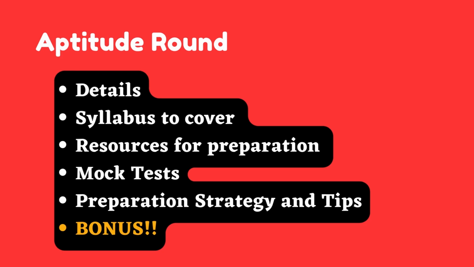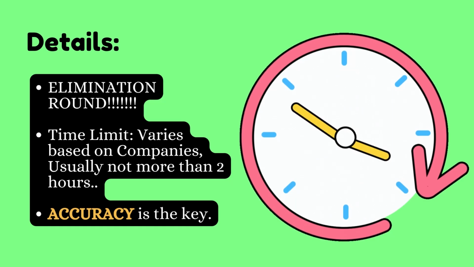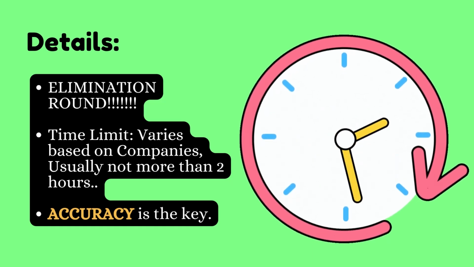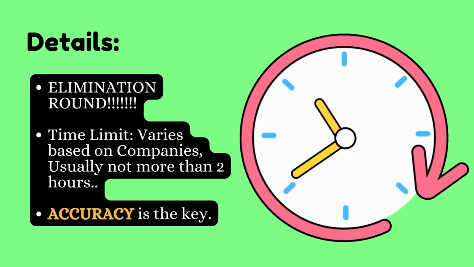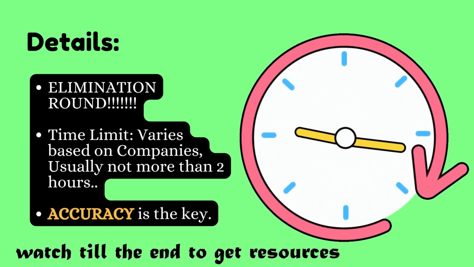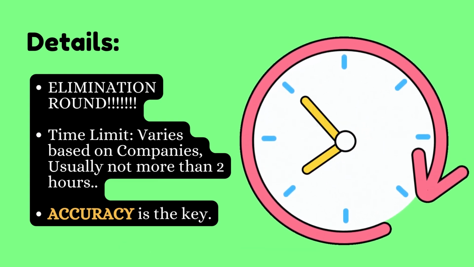Moving ahead, we have the details. It is an elimination round. Generally, when it comes to placements, we tend to give importance to tech rounds, HR round, coding round, etc. But the aptitude round plays a very important role as it is going to be the first step in the screening round, and it is going to be an elimination round. Approximately 80% of the people get rejected in this round.